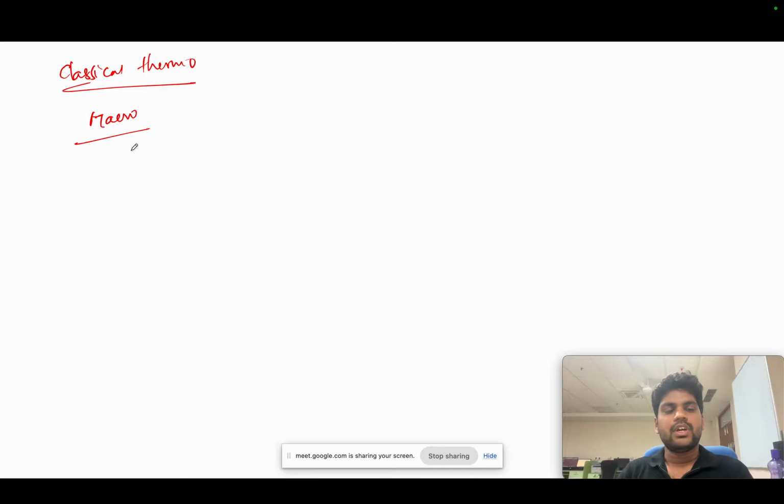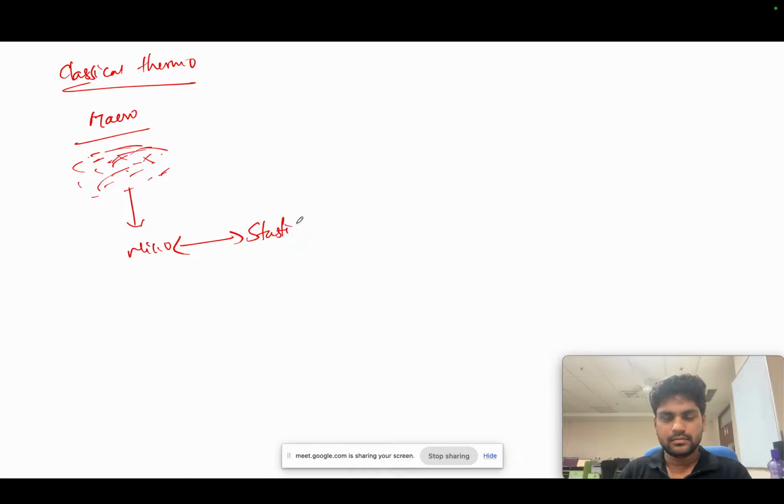To put it in simple words, classical thermodynamics deals with the macro, where the macro consists of a huge number of microparticles. Information on these microparticles can be obtained by statistical thermodynamics.